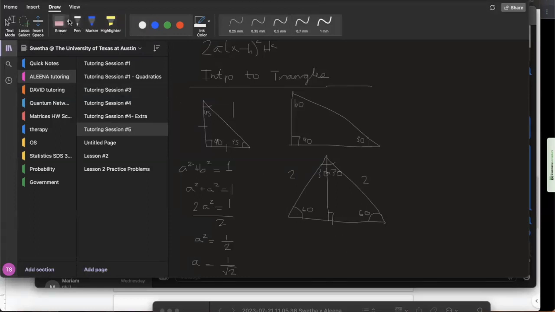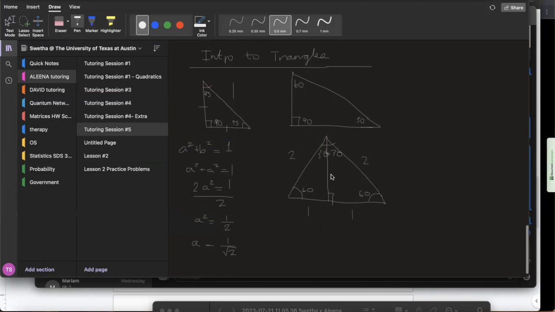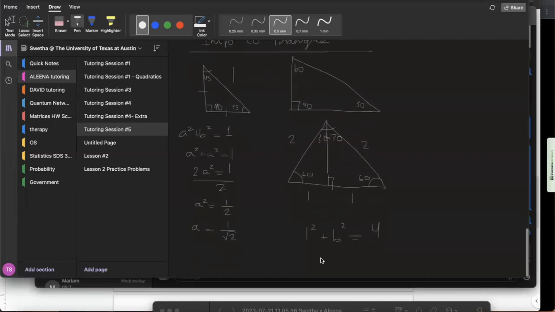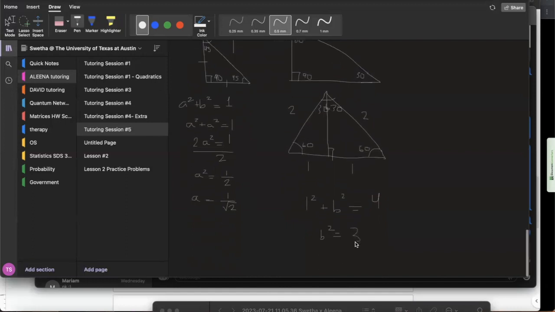This side right here would be 1 because it's half. And now we need to find the measure of this one. If you plug in the Pythagorean theorem again, you would have 1 squared plus b squared equals c squared, which is 4. So b squared equals 3, right? And so it would be root 3. So this would be 1, root 3, and 2.